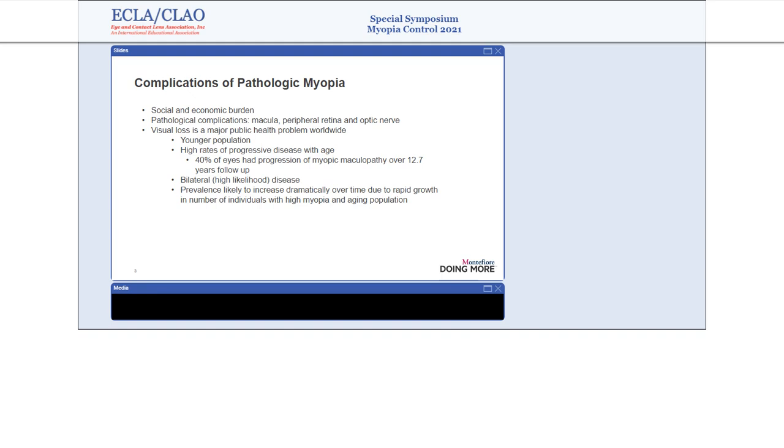So we've heard so eloquently from some of the other speakers this morning about the epidemic of myopia and the increasing rates. The visual loss due to complications of high myopia, pathologic myopia, will likely just increase over time due to this rapid growth in the number of individuals with myopia. And this is a problem because it tends to affect younger patients. There are high rates of progressive disease with age, which I'll touch upon in a moment. And there's also a high likelihood of bilateral disease in these individuals.